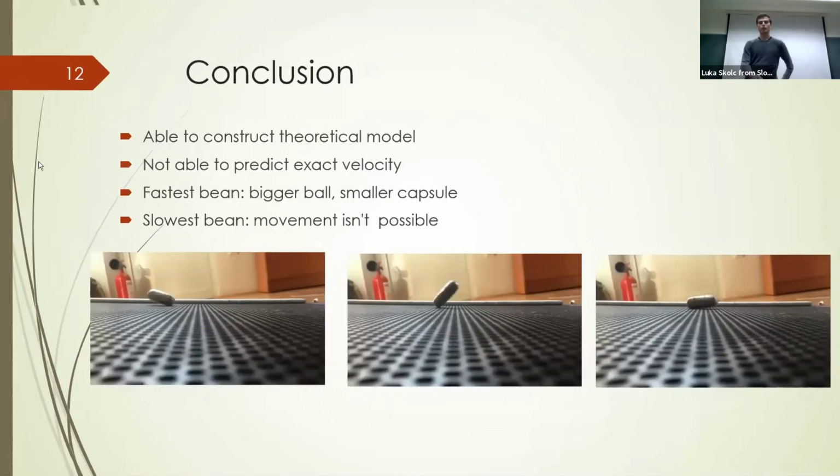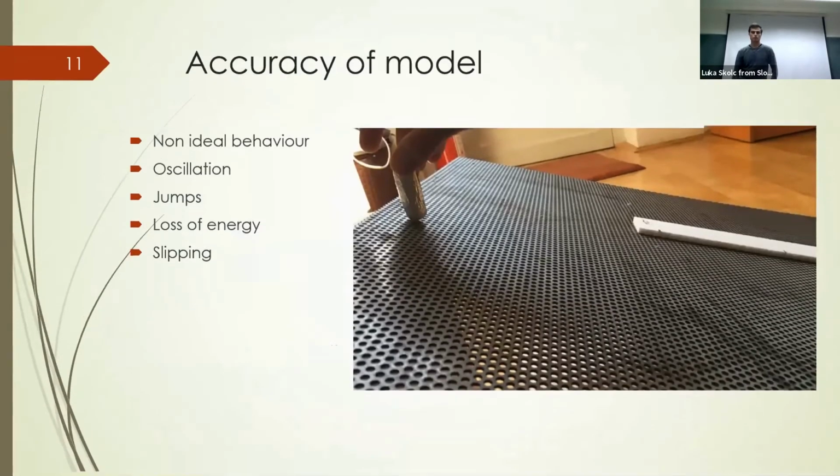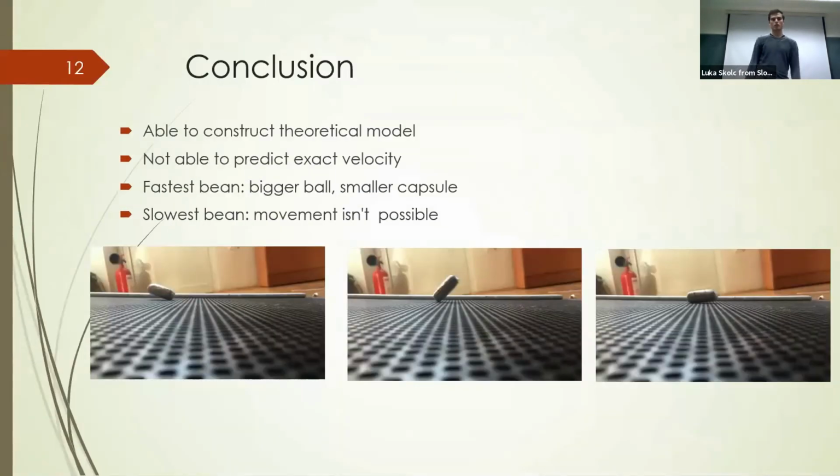To conclude, we were able to construct a theoretical model, and with it we were able to predict which beam is faster. For the fastest beam, its ball should be as big as possible, and its capsule should be as small as possible. And for the slowest beam, movement is not even possible. Thus, I think we managed to address the main points from the problem statement and get a grasp on the physics behind this phenomenon.